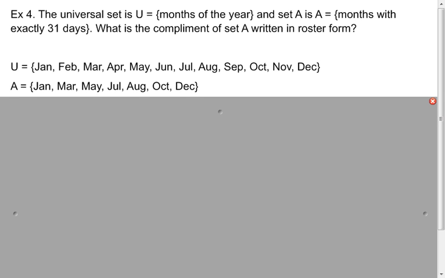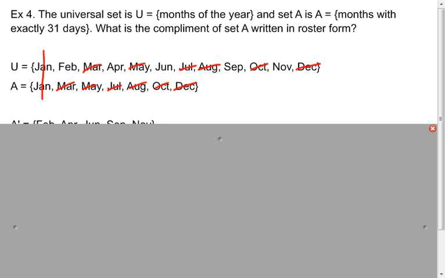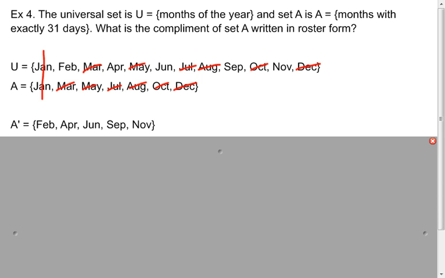Everything that's in A, I'm going to take out of my universal set U. So January goes away, March goes away, May goes away, July goes away, and August, October, and December. So I took away everything that was in U and A at the same time. Whatever's left over is going to be my complement. Okay, remember, the complement is A, my letter, with an apostrophe, and I had February left over, and April, and June, and September, and November. So the stuff that's left over, that's what goes in my complement set.